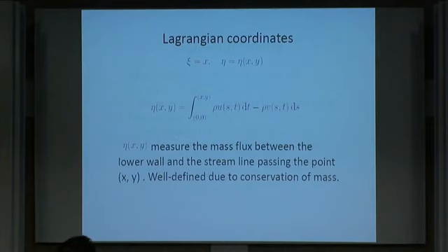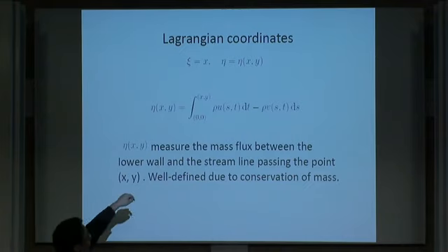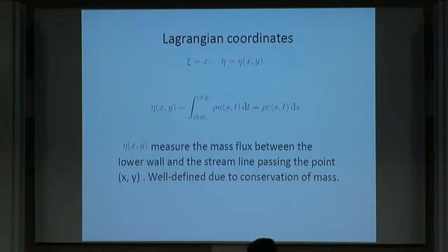The first one is the Lagrange coordinates. Here, xy are the original physical coordinates, but now we introduce xi equals x, and eta is a function of xy given by this integral expression. Eta of xy measures the mass flux between the lower wall and the streamline passing the point xy. Remember we have a velocity field uv. A streamline is an integral curve of this vector field. So eta, in some sense, is the mass flux between two streamlines.